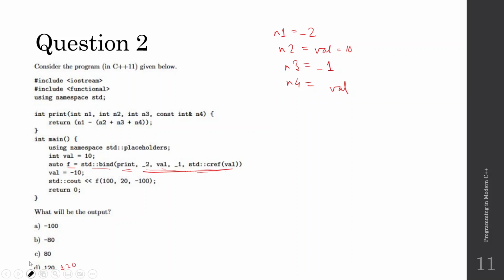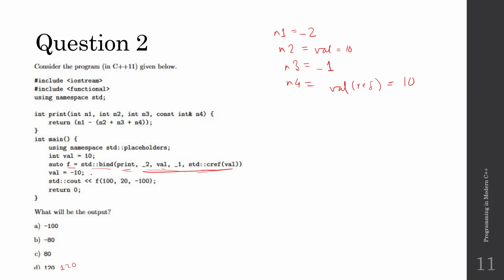N4 is a val, but it is a reference. So this is equal to 10, but it might change in future also. Here underscore 1 and underscore 2 mean the first argument and the second argument of the bound function, the f function, respectively.